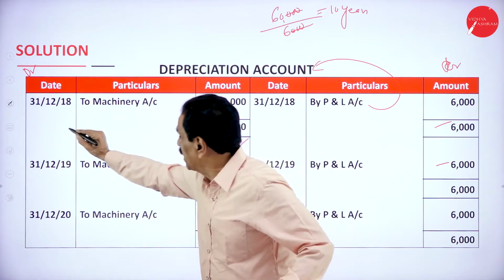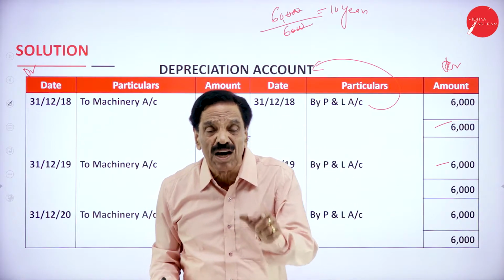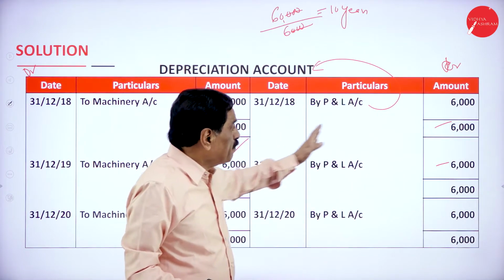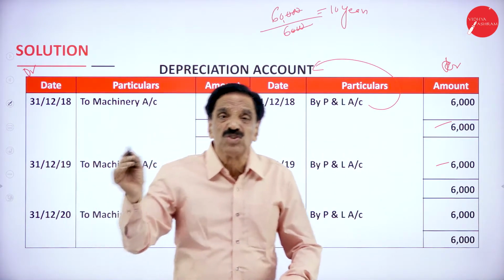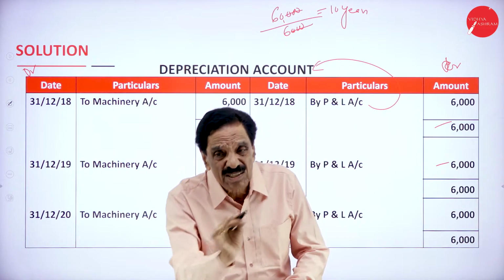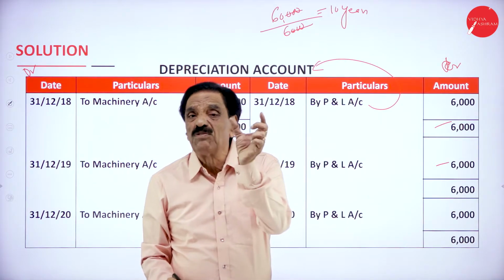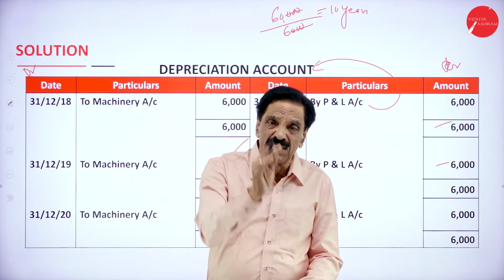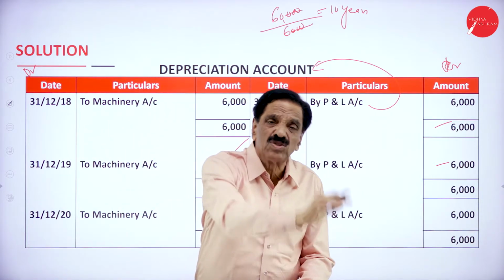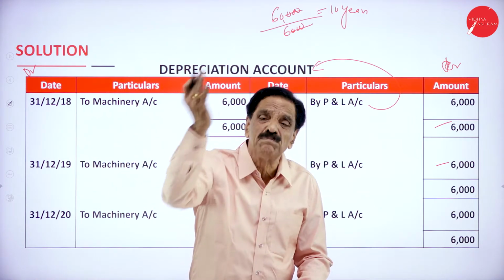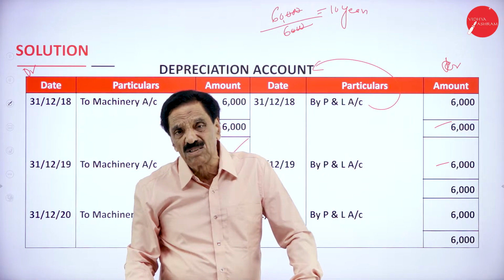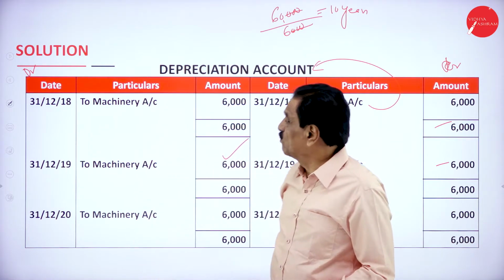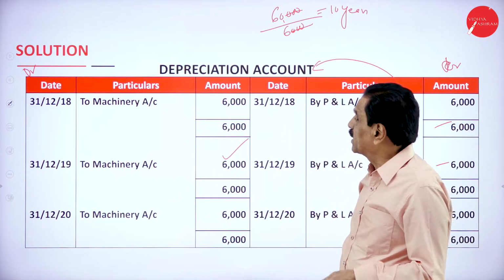Depreciation account debit to machinery account. Depreciation is charged on machinery. It has been transferred to profit and loss account, by profit and loss account. Every year how much are you charging? 6,000. Had a life of how many years? 10 years. Till 10 years you are going to charge 6,000 in profit and loss account every year. I think you have followed this. We'll move on to the next problem now.